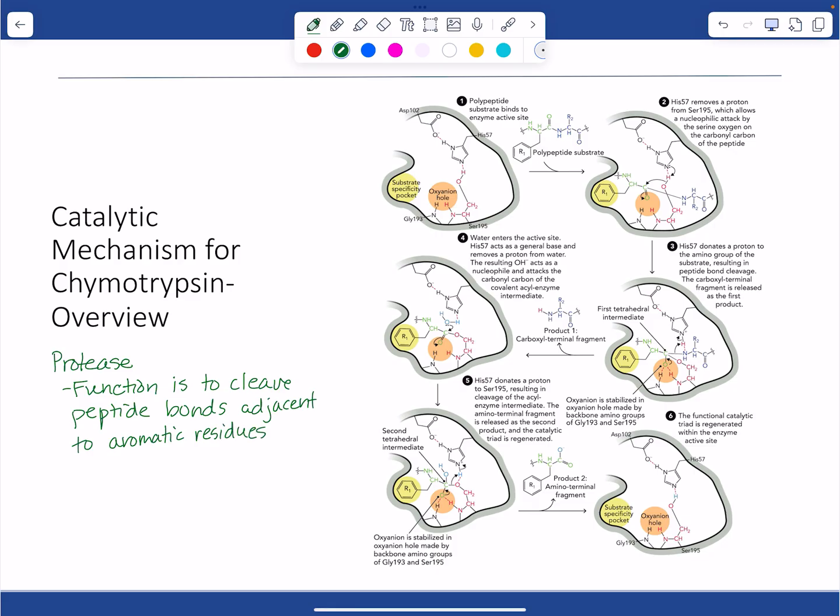So if you'll notice again in this overview figure, you see this pocket that has a phenyl ring in it. Okay, that's a phenylalanine, and so this is the region that's responsible for specificity. We're going to look at that in more detail later.